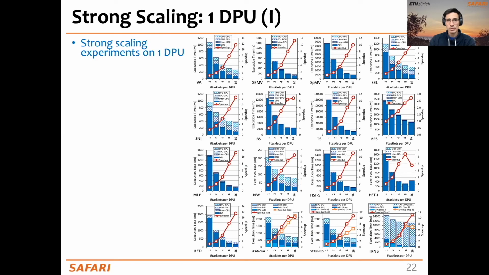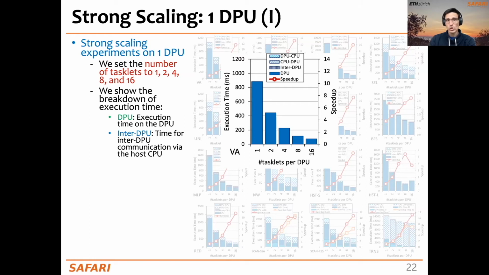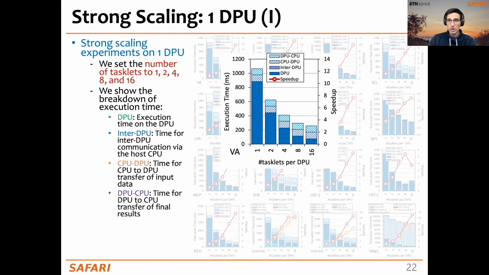In these strong scaling experiments on one DPU, what we do is change the number of tasklets, or software threads, on the DPU from 1 to 16. In the experimental results in the plots, we show the breakdown of the execution time: the DPU kernel time, which is the execution time of the kernel running inside the DPU, the inter-DPU communication via the host CPU, the CPU to DPU data transfers, the DPU to CPU data transfers, and finally, we also show the speedup of the DPU kernel over the performance of the DPU kernel for a single tasklet.